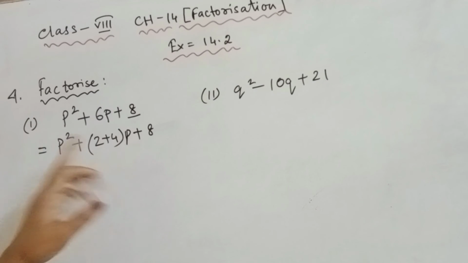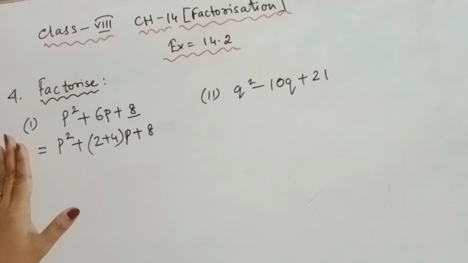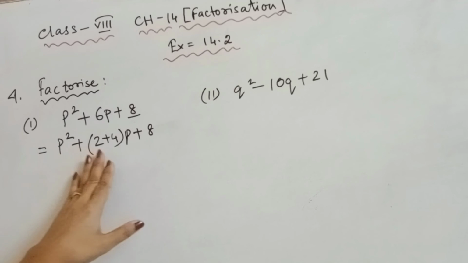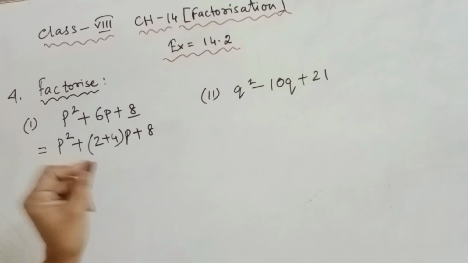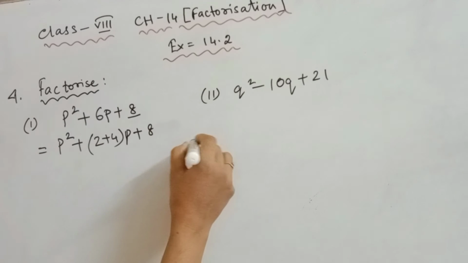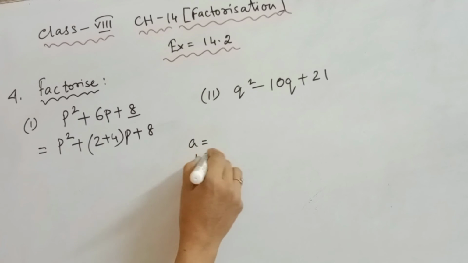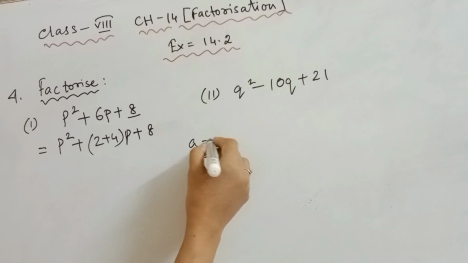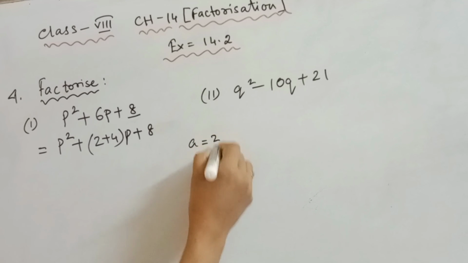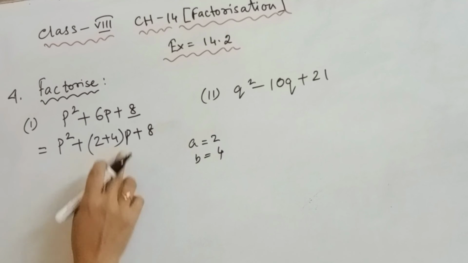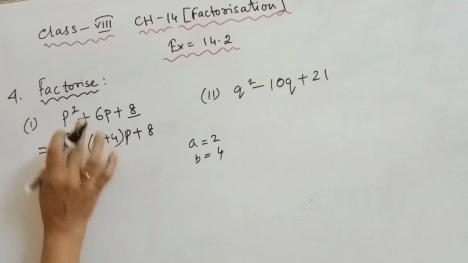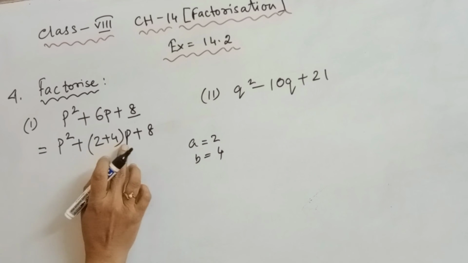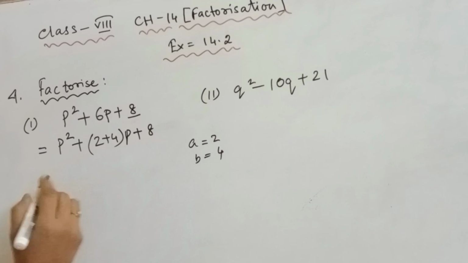Now this is the main part of this sum. If I have correctly found the two numbers, A and B, then the sum is more than half done. 2 and 4 we have selected as A and B. When we have selected this, then it is very easy, because 6 is equal to 2 plus 4 and 2 into 4 is equal to 8.